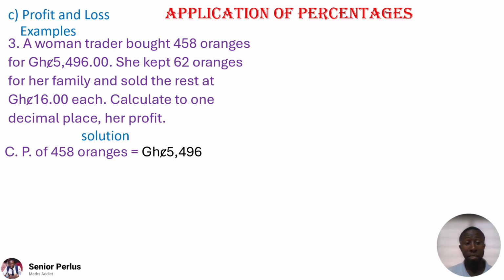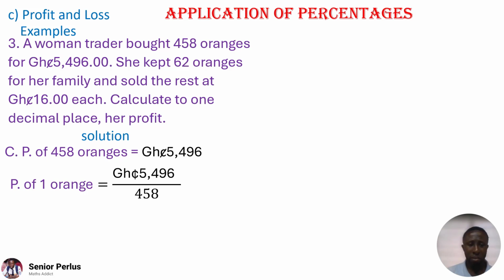So the woman bought 458 oranges for 5,496 Ghana cedi. For us to get the price of one orange, we have to divide 5,496 by 458. Then I'll get the price for one orange. So one orange is 12 cedi. That's what it means, okay? Because if I want to get the 458, I have to multiply it so. So one orange is 12 cedi.